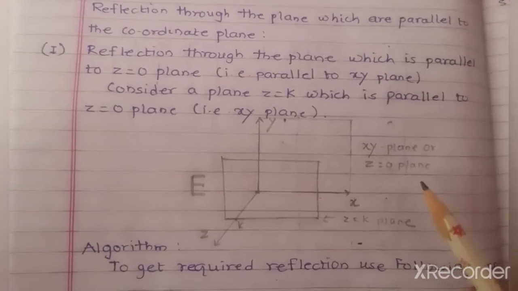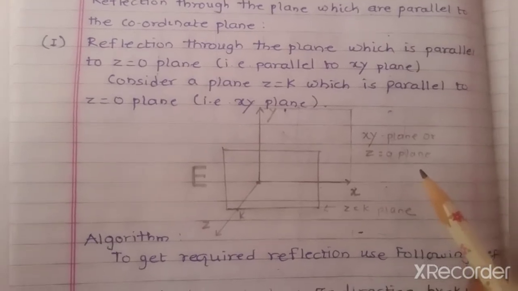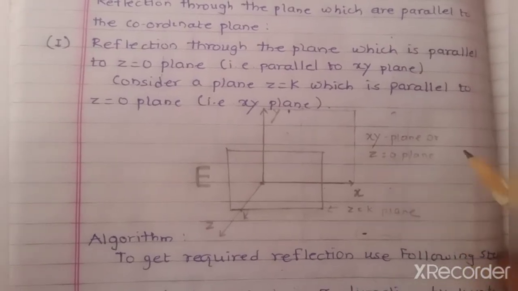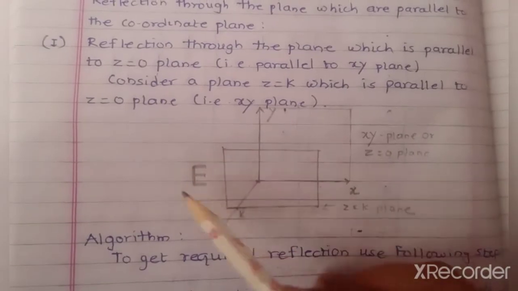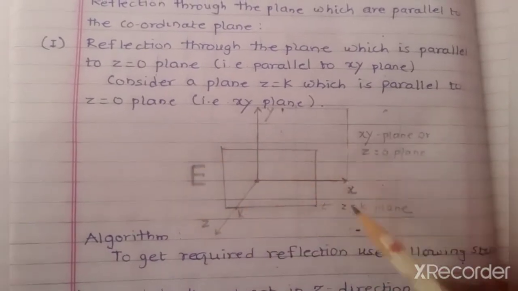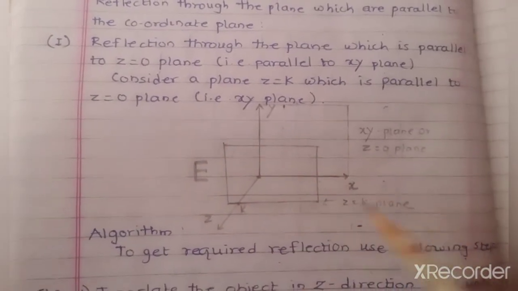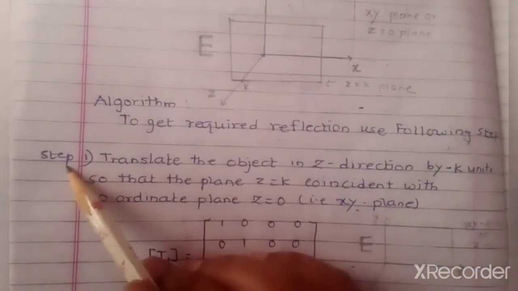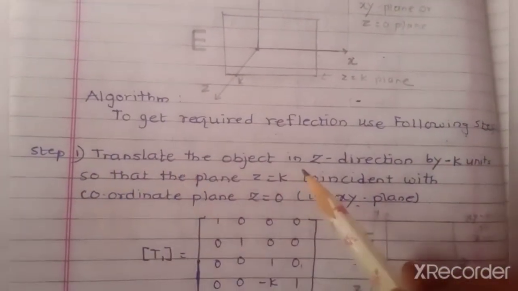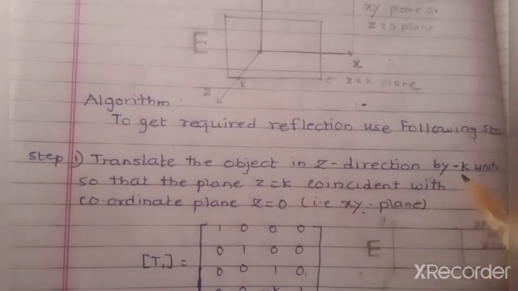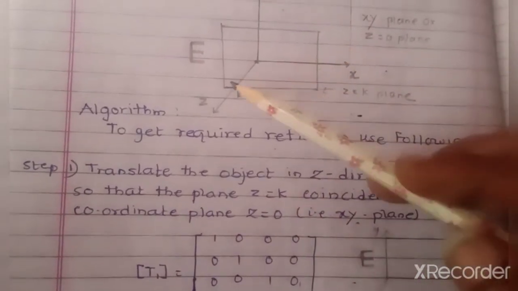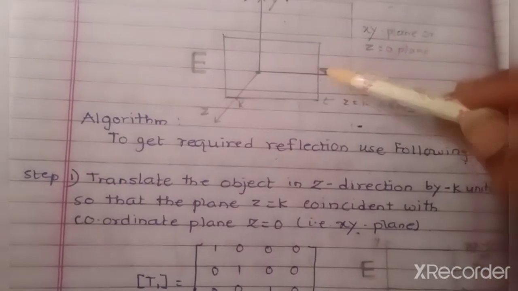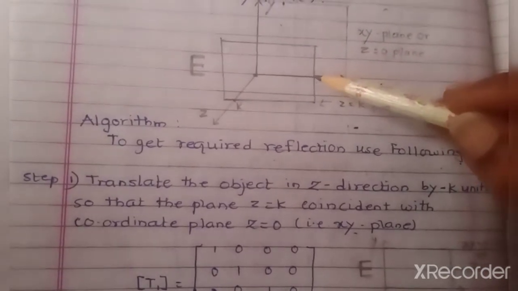Now we have to see which steps we follow to reflect this object through the z equal to k plane. Here we follow step one: translate the object in the z direction. So we have to translate this object in the z direction.